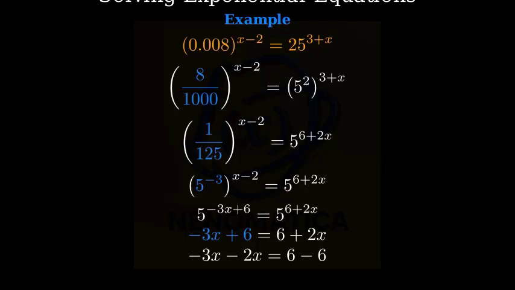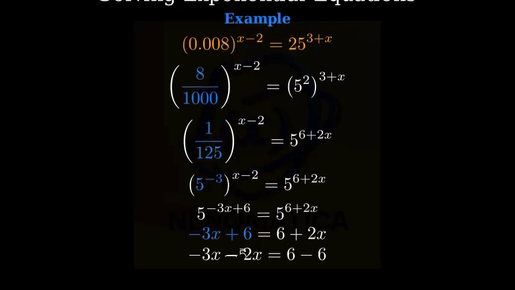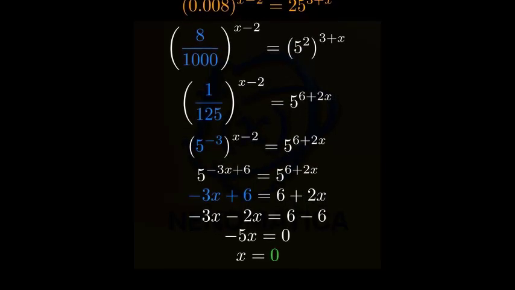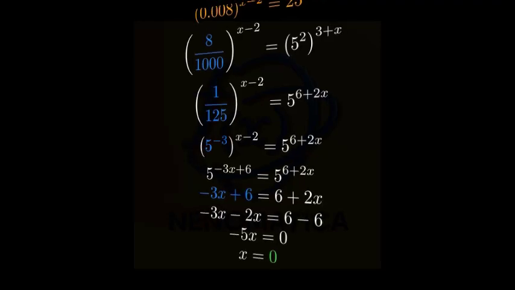This gives us negative 3x minus 2x equals 6 minus 6. Combining like terms, we get negative 5x equals 0. Finally, dividing both sides by negative 5, we get our answer x equals 0.